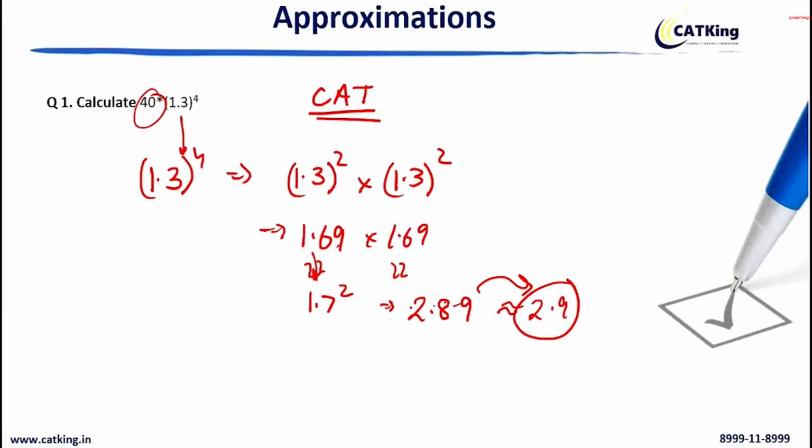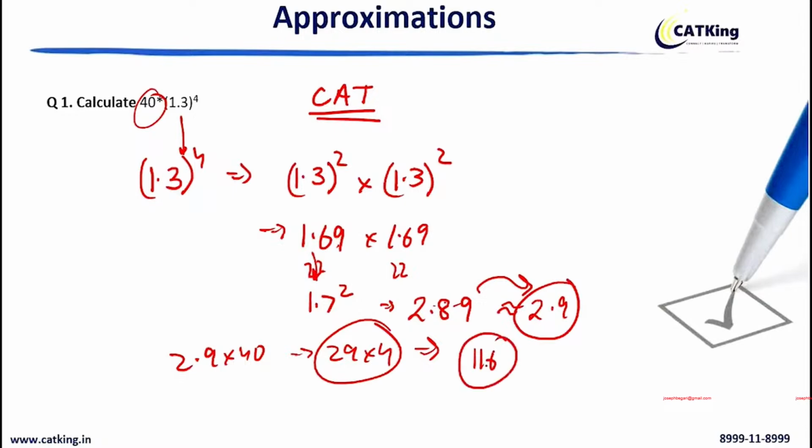Okay. So 2.9 into 40. What's the answer, guys? Simply 29 into 4. Correct. So what is 30 into 4? 120. 120 minus 4. Answer is 116. As simple as that. Answer should be slightly less than the original answer. This is how you use approximations in CAT.